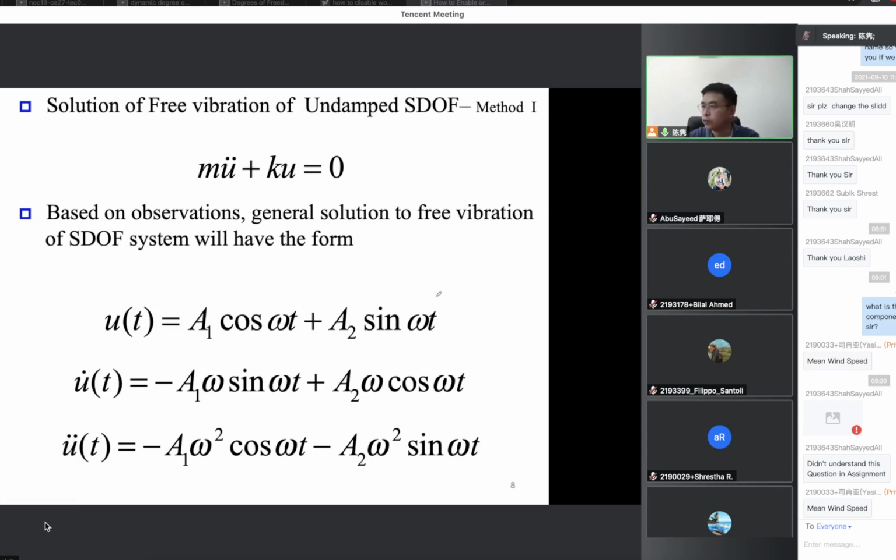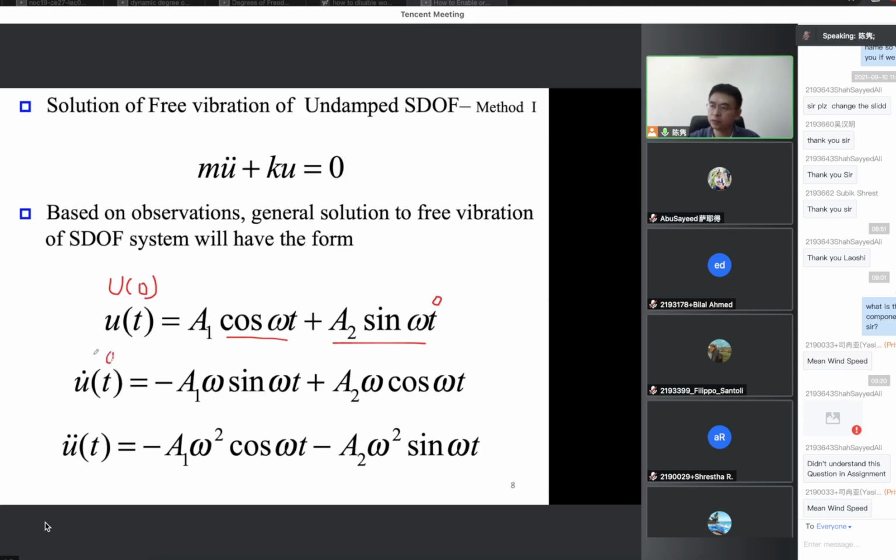So if you have t equals to 0 here, this part became 0, and this became 1. Okay, this became 1, and this is u0, right? So A1 equals to u0, right? A1 equals to u0. And you have the initial velocity.